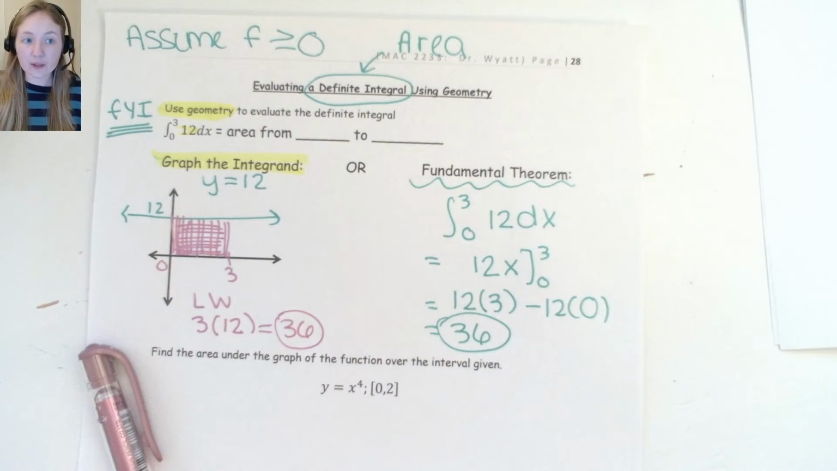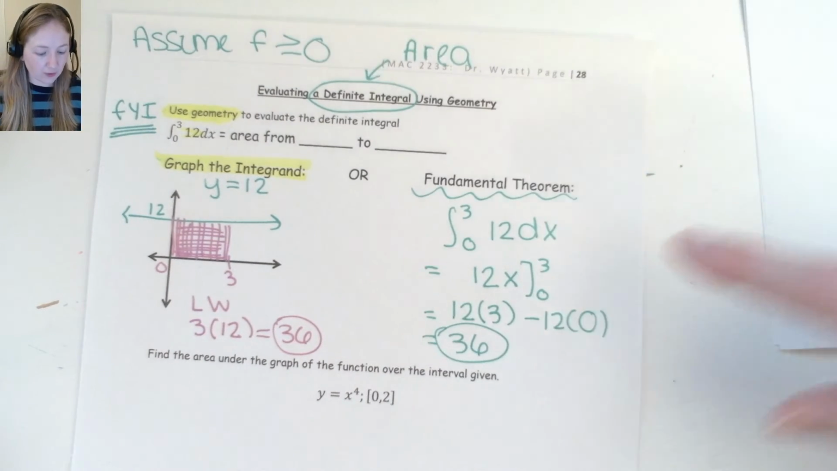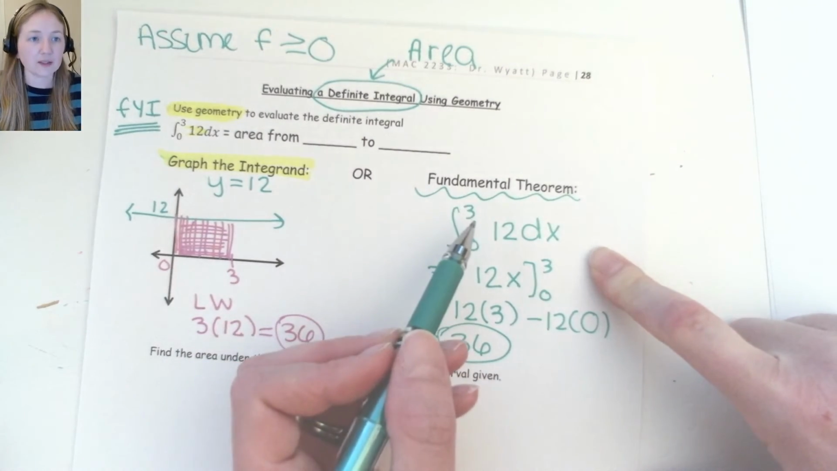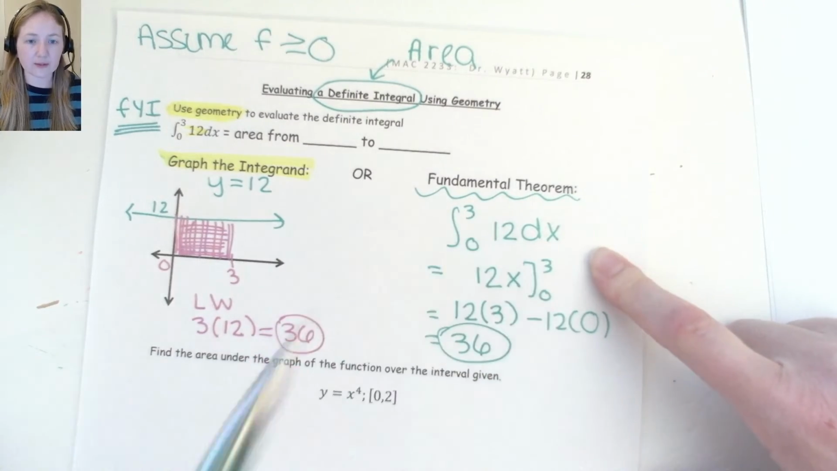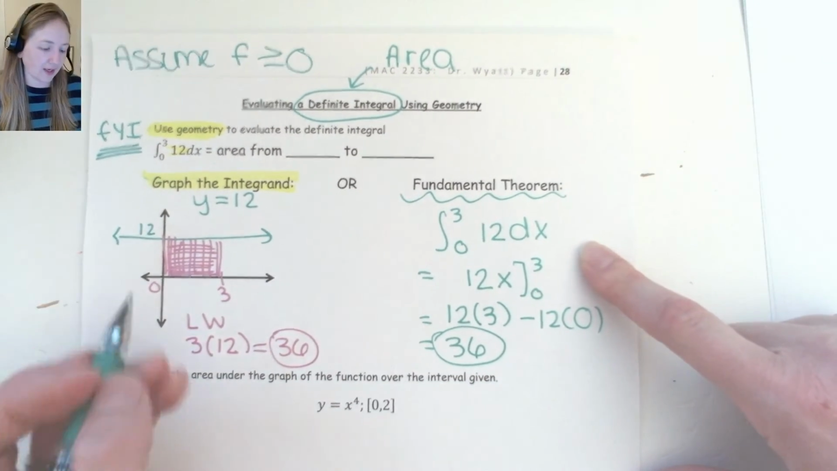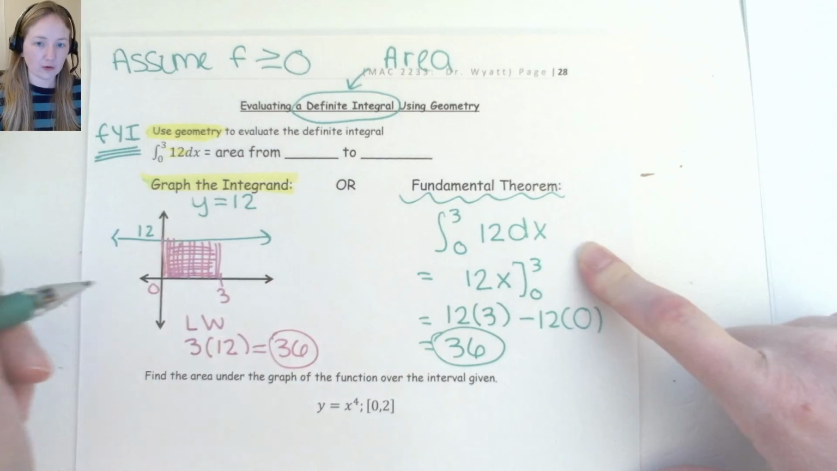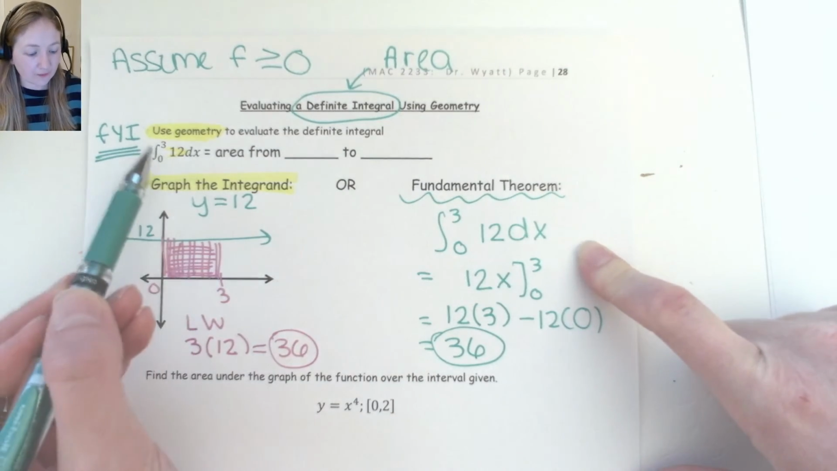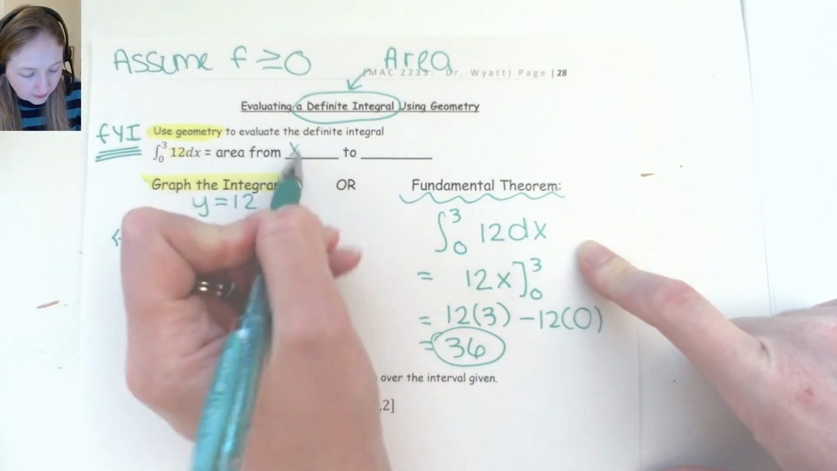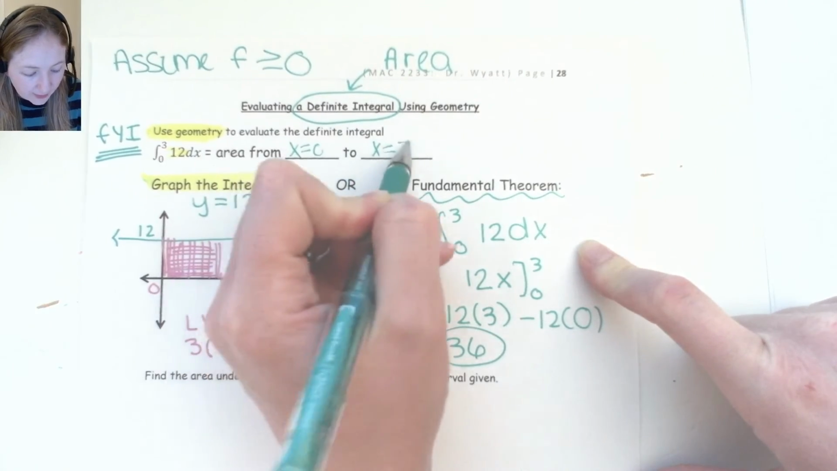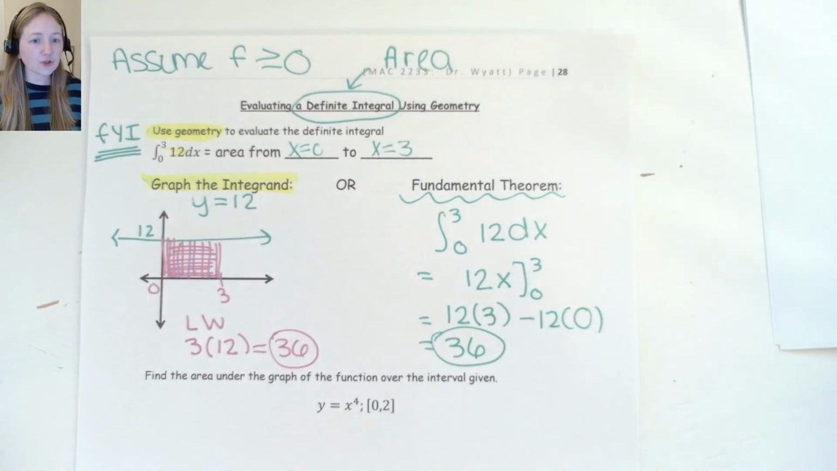Now, I do want to be very clear. You could potentially have a question on your test where you have to find the integral from 0 to 3 of 12 dx. The part that's not going to be emphasized is that you must graph the integrand. But again, this definite integral represents the area from x equal to 0 to x equal to 3. Two ways of finding that: graphing the integrand if possible, and then the way that usually works more often than not is the fundamental theorem.